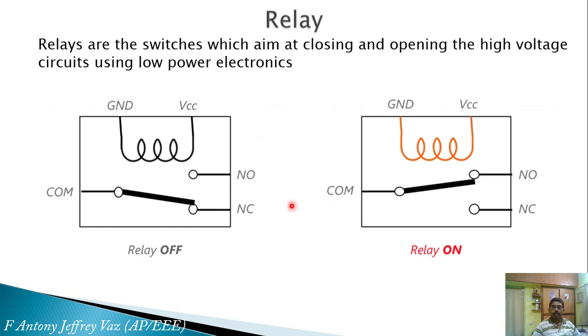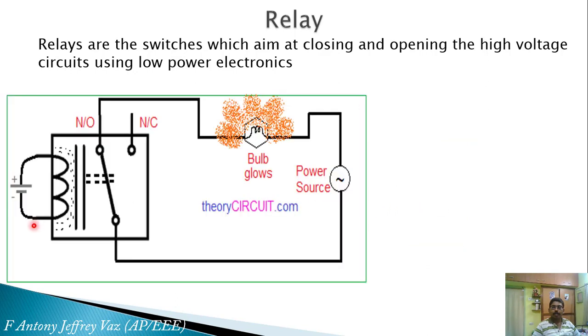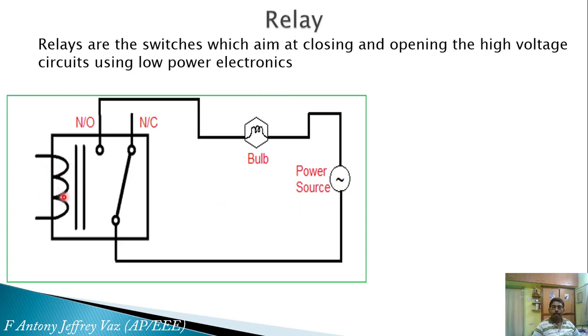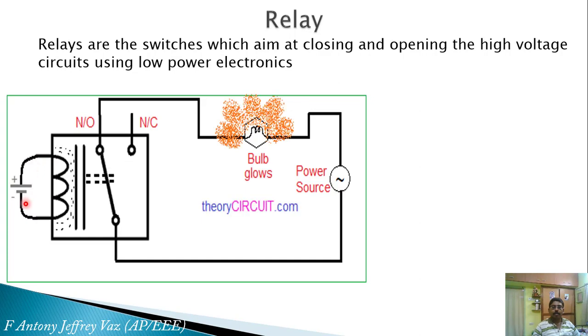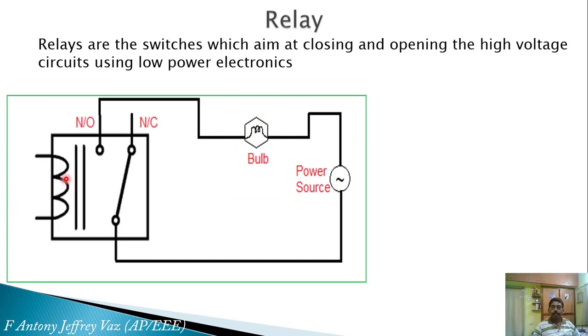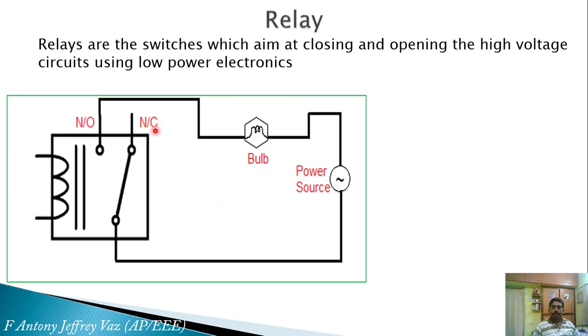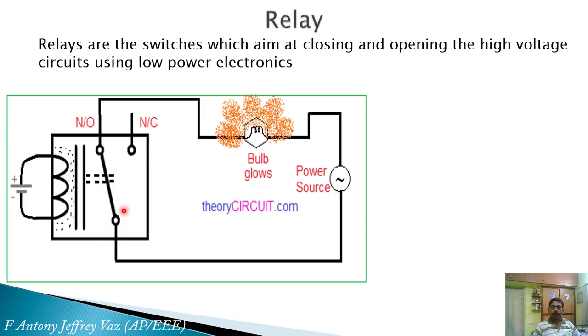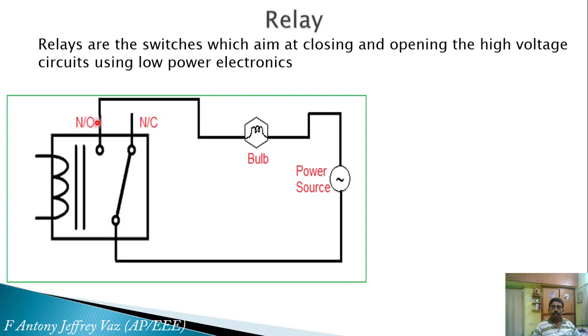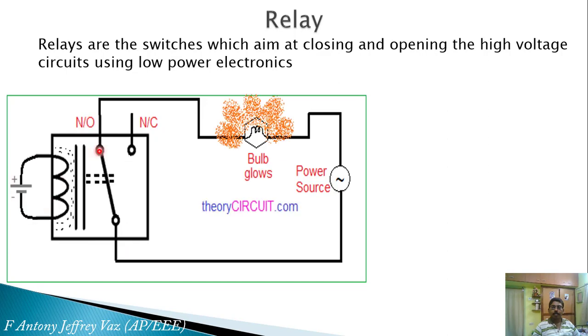I will show you an animation. In this animation, you can see this is the coil. When the coil is excited by a battery source or a DC supply, it becomes an electromagnet and pulls this lever to this side. Otherwise the lever will be in the normally closed position. This is the common point. This is normally connected and this is normally open. When it is excited, it moves to normally open. If it is released, it is in the normally connected position.